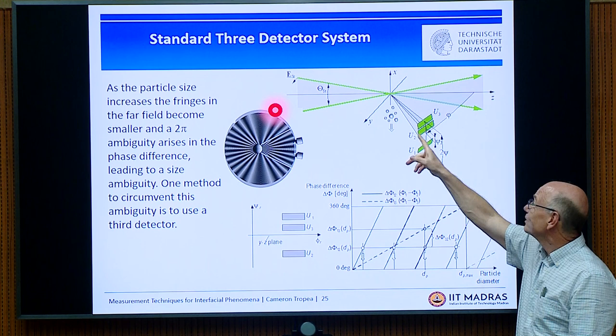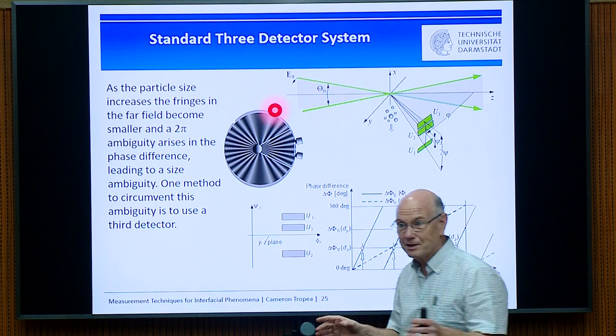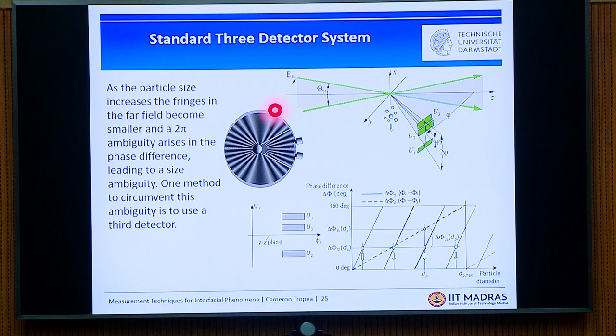And then, of course, if you now measure a phase shift 1-3 and 1-2, then you have this phase shift and this phase shift. And if both of them give you the same particle size, you say that's probably the particle size. You allow for some little band around each to make sure, since there's some uncertainty. And that's why all systems have at least three detectors.